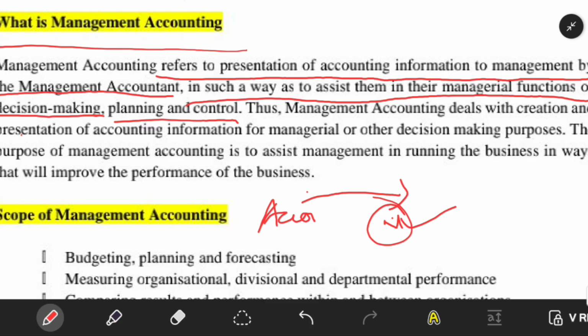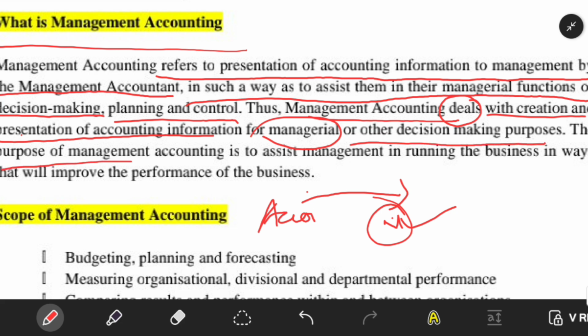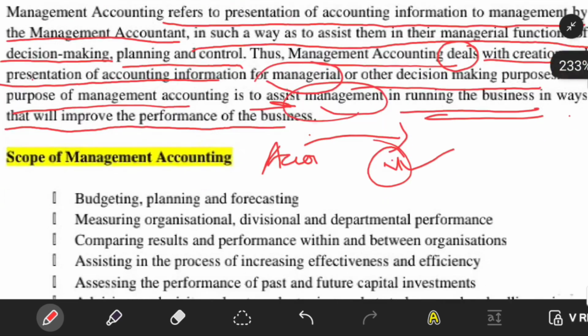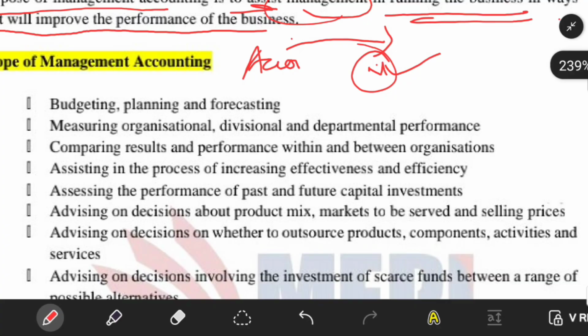So management accounting deals with creation and presentation of accounting information for managerial and other decision making purposes. So what is the purpose of management accounting? It is to assist the management. To assist whom? To assist the management in running the business in a way that will improve the performance of the business. So next is the scope of management accounting.